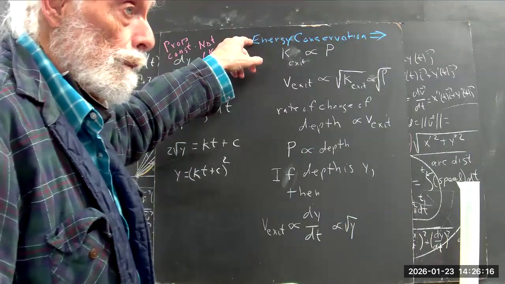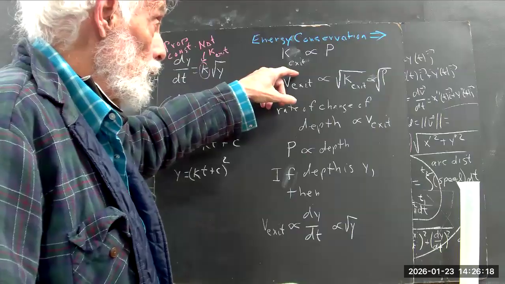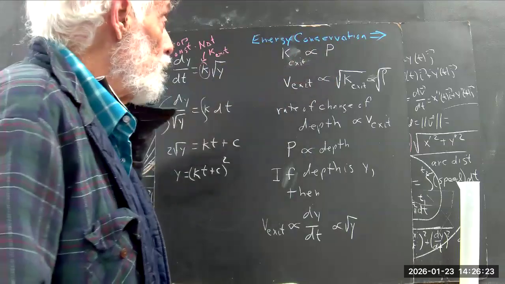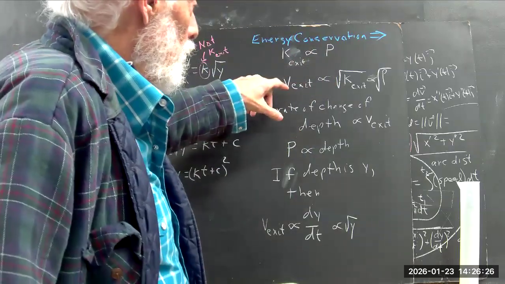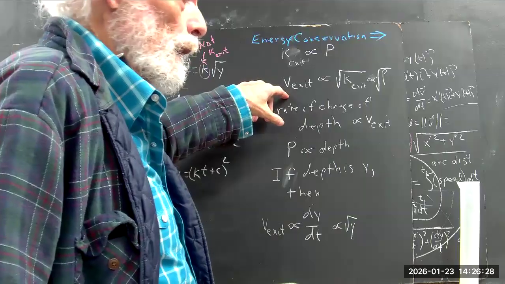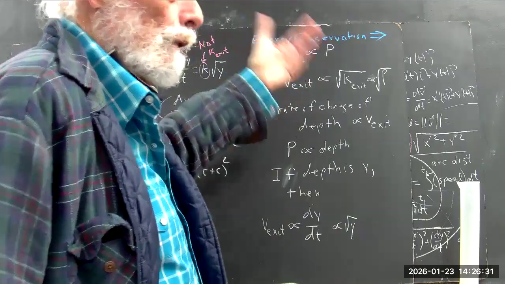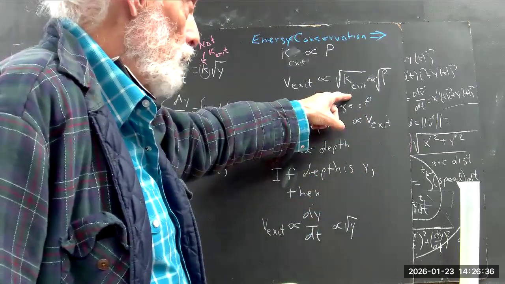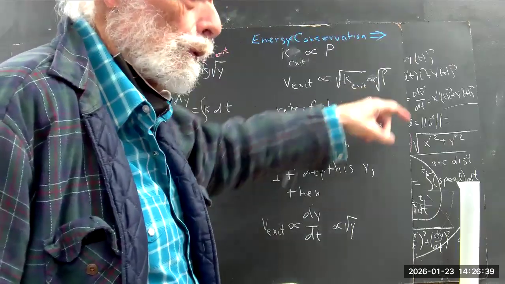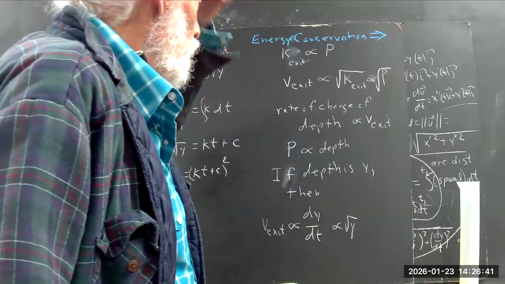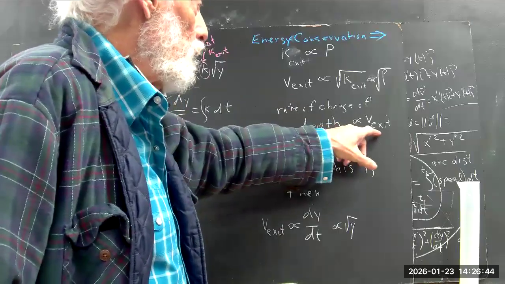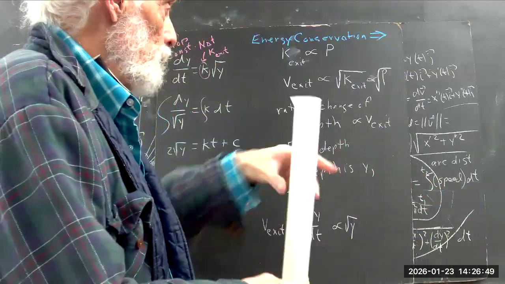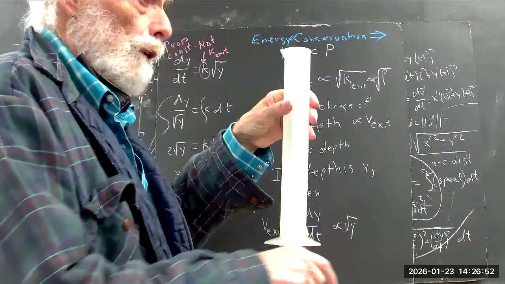By energy conservation, we expect the kinetic energy of the exiting water to be proportional to the water pressure. The velocity of the exit, since kinetic energy is 1/2 mv squared, is proportional to the square root of kinetic energy, which makes it proportional to the square root of the pressure. The rate of change of depth in the cylinder is proportional to the velocity of the exiting water.